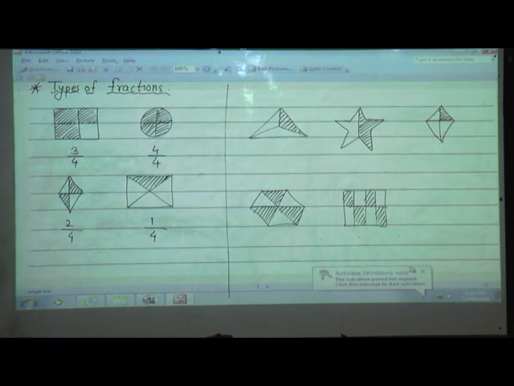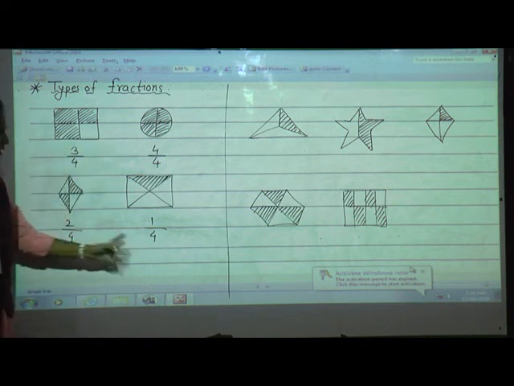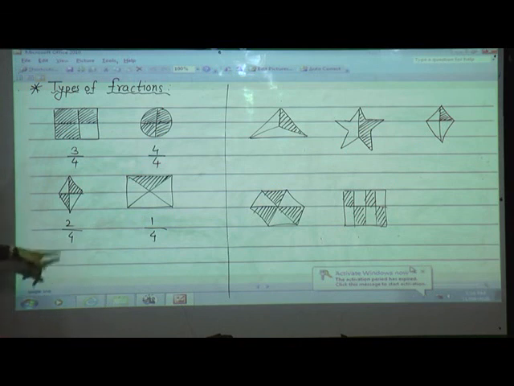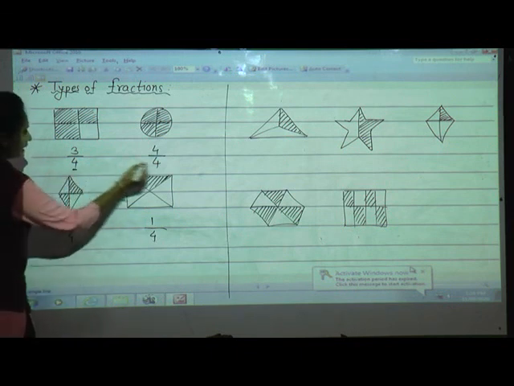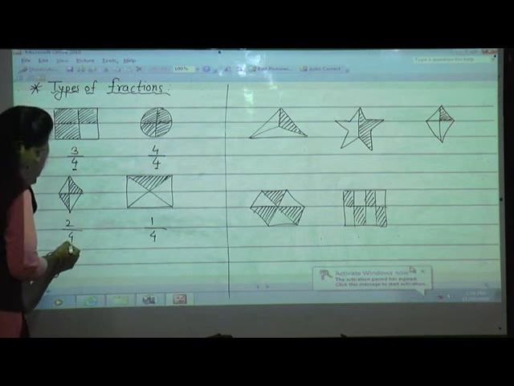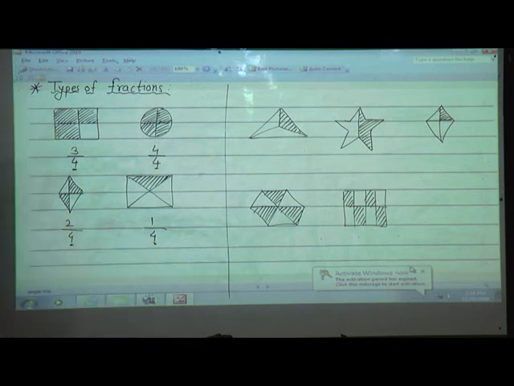I am giving you a hint. Think everyone, what is same in these 4 fractions? Just observe and tell me. Yes, exactly correct. Can you see here? The denominators of every fraction are the same.